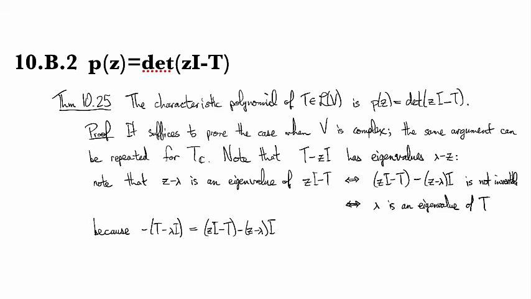So you see what happens on the right hand side. This zI and this zI cancel with each other, and then you just have the thing over on the left hand side. But in the meantime, you can see that lambda is an eigenvalue if and only if this one is not invertible, which means this one is not invertible, which means that z minus lambda is an eigenvalue of this guy. Okay. So then the result follows by the definition of the characteristic polynomial as the product of all the eigenvalues.